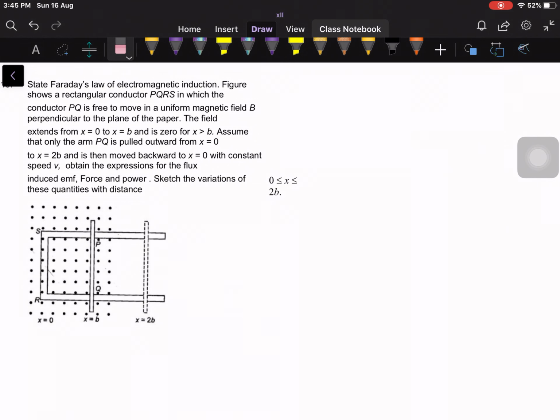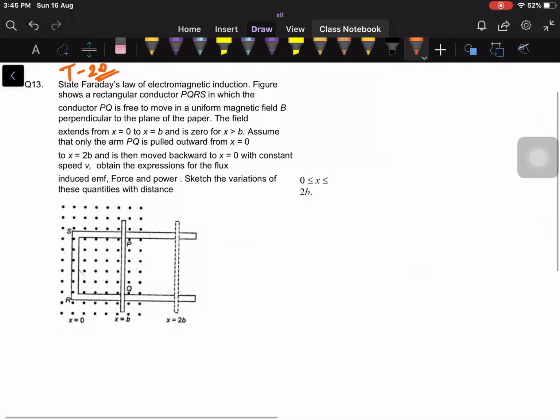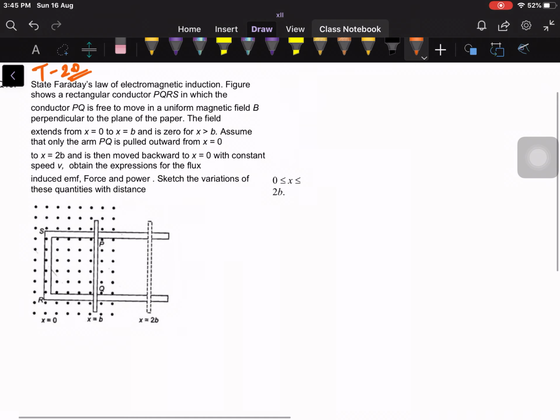Dear students, today we are going to discuss questions in which you are facing some problems. The first question was given by Bhumika and Himanshu, from worksheet T20, question number 13. The question is very interesting and a very concept-clearing one. If we can solve this question, then we are going to have the EMI concept very clear.